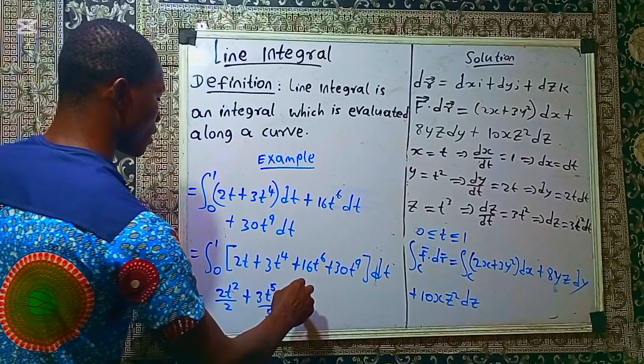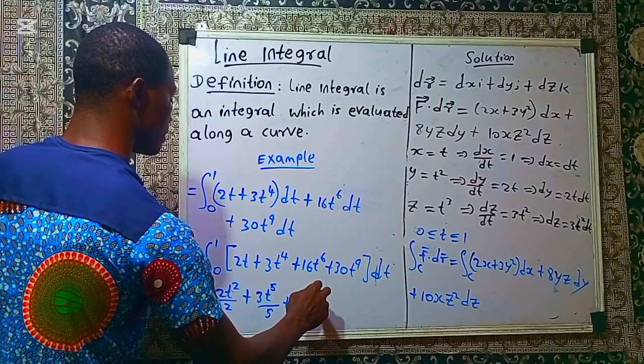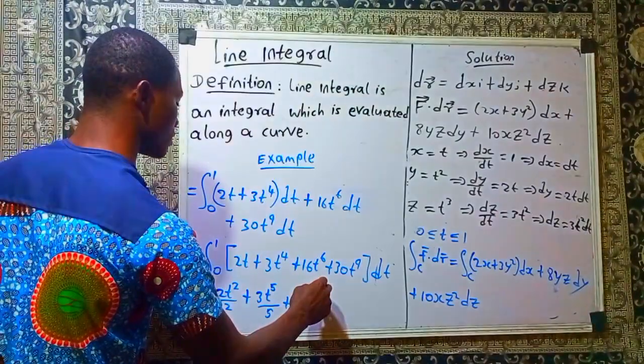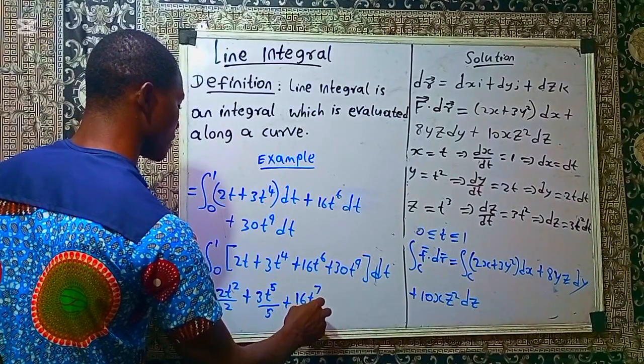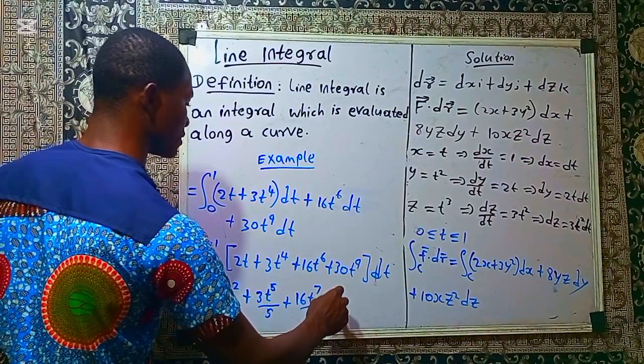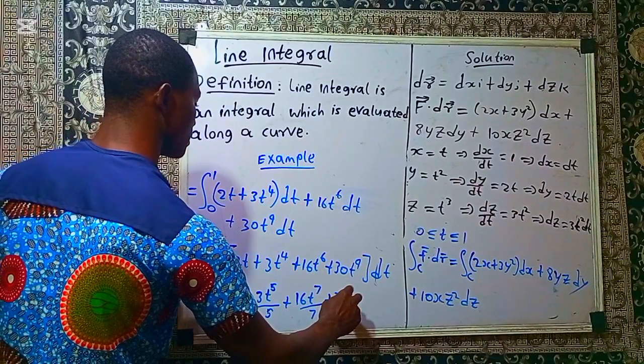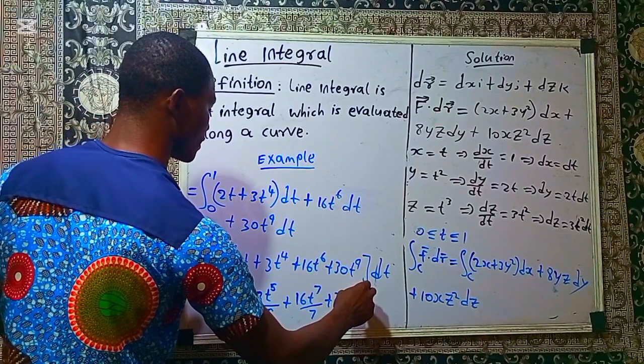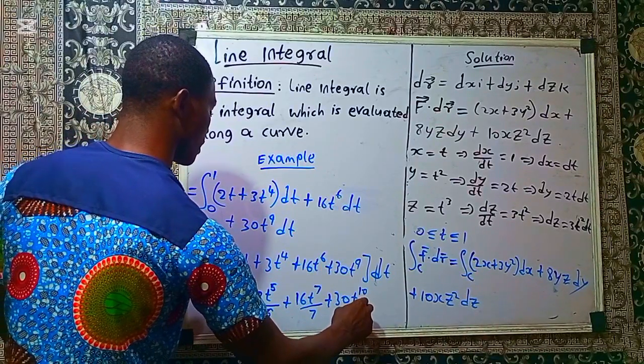Plus, we have 16t. So you add 1 to this index. Index is 6. Add 1 to 6, you have 7. You divide by that result, divide by 7. Plus 30t. Add 1 to this index. Index is 9. Add 1, you have 10. Divide by the result, 10.